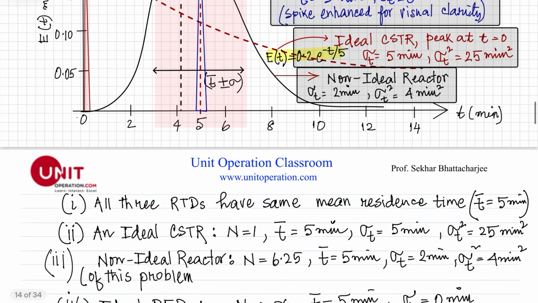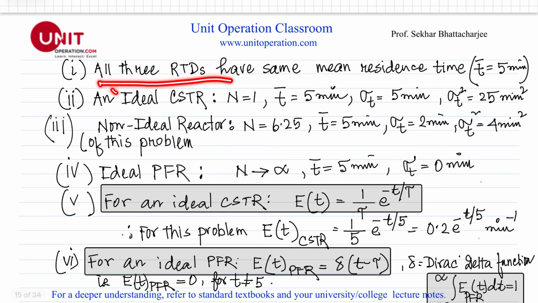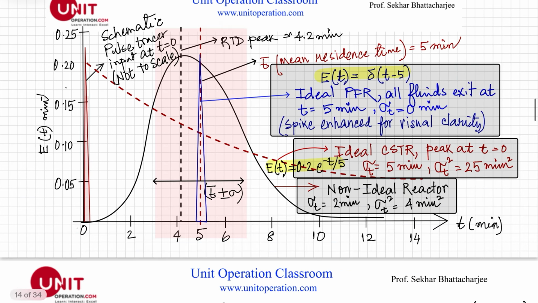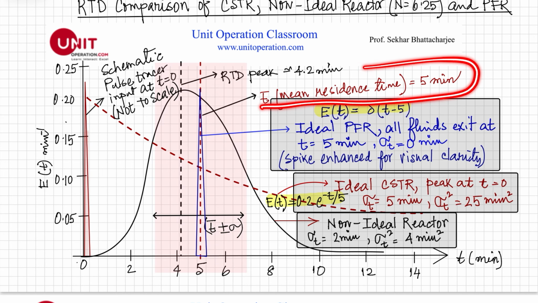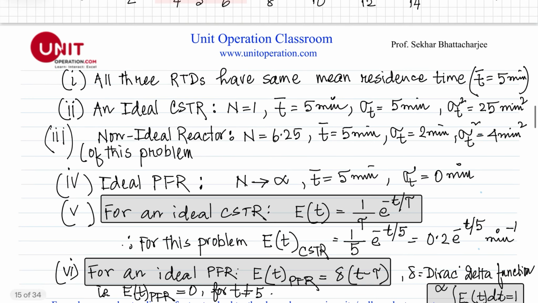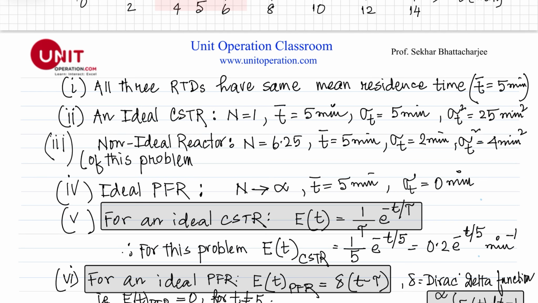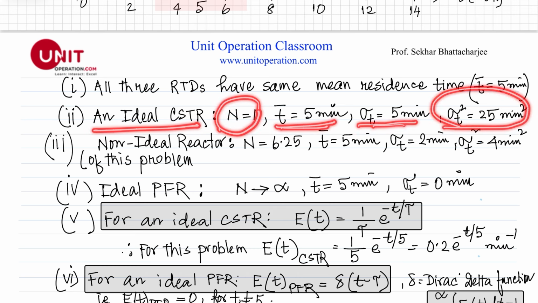All three RTDs have the same mean residence time, 5 minutes. That means whether this is an ideal plug flow reactor, a single CSTR, or a non-ideal reactor, for all of them the average residence time is going to be 5 minutes. For an ideal CSTR, n is equal to 1, single CSTR, average residence time is 5 minutes. Of course, standard deviation is 5 minutes, and the variance is 25 minutes squared.